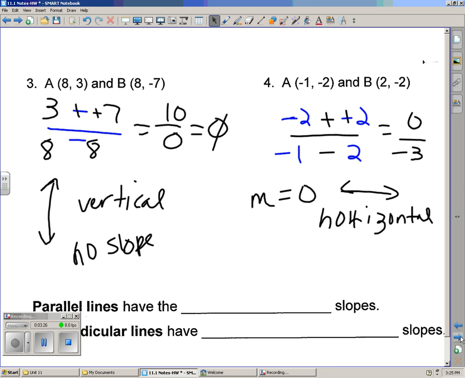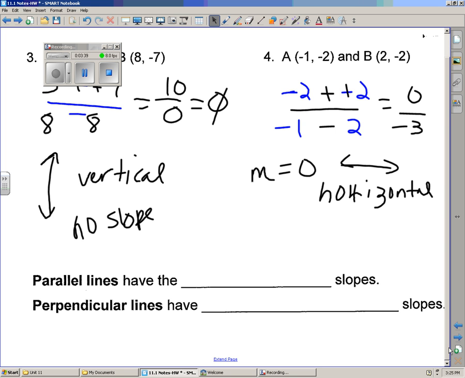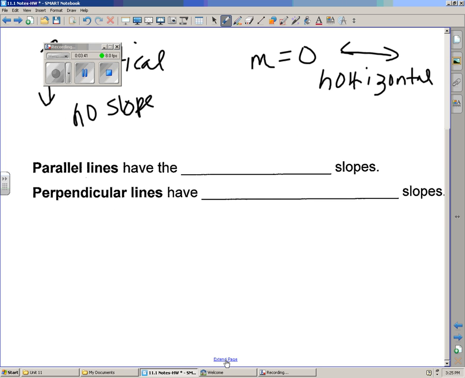So then what it says on the bottom, we're talking about parallel lines and perpendicular lines. I think you guys know that already. If you have parallel lines, then they have the same slopes. And then perpendicular lines have negative reciprocals. Again, none of this should be new. Okay.